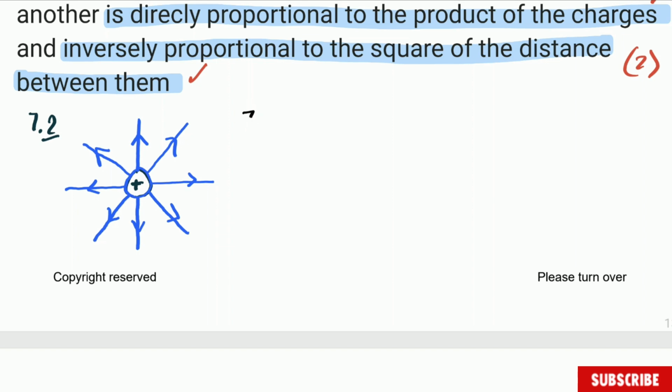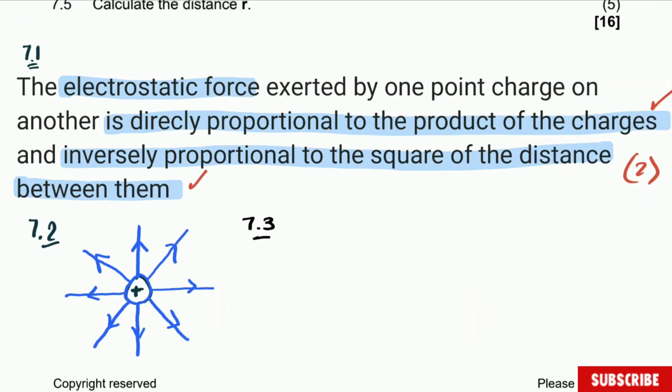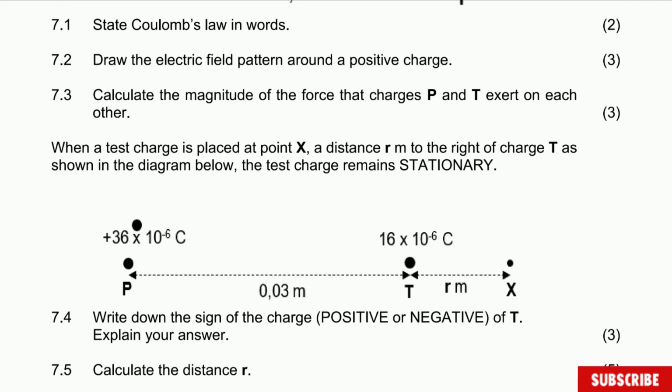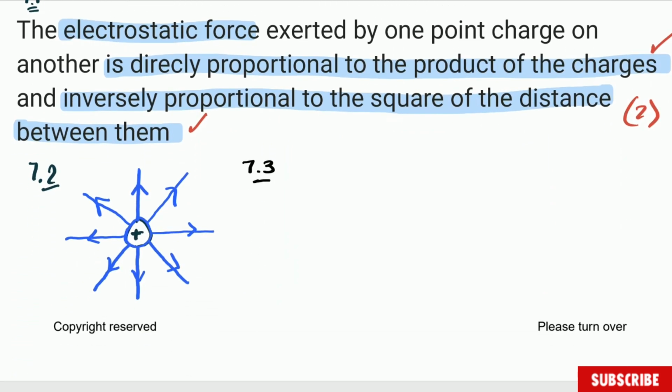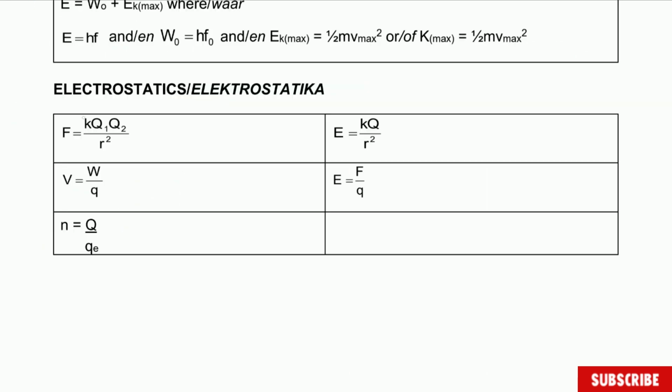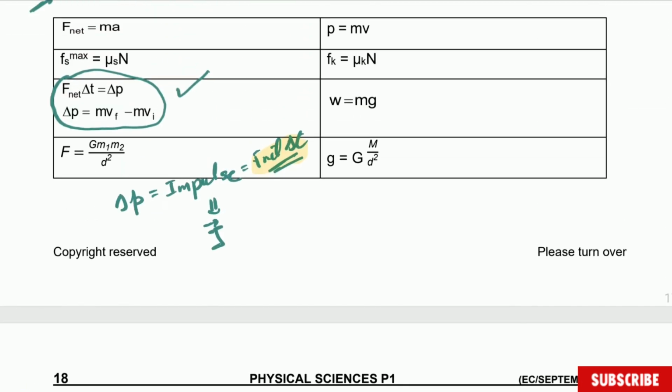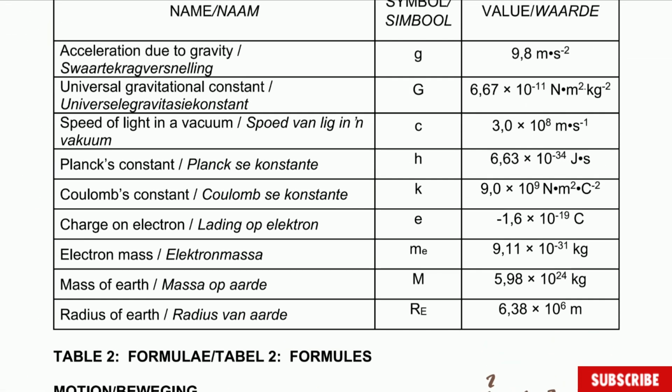Let's go to question 7.3. We can answer here, I think it's enough space. Calculate the magnitude of the force that charges P and T exert on each other. They want only the magnitude of the force. To do this one, we're going to use the formula of Coulomb's law. If you go to the formulas for electrostatics, here is Coulomb's law. Guys, do not make mistakes. The other thing is k, which is a constant. You can look for it in the table of constants, which is a little bit at the top. There is the value of k. Please don't make mistakes when you substitute k or when you write the formula.